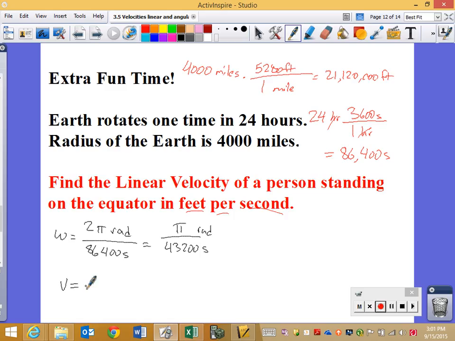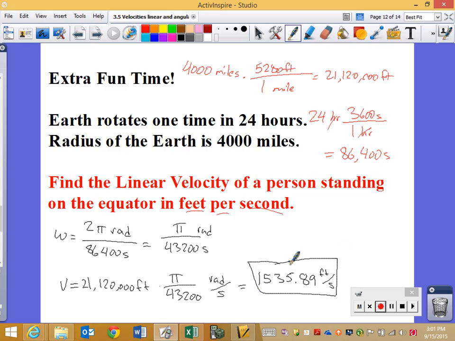I have r. R is 21,120,000 feet, times my omega, which is pi divided by 43,200 radians per second. My radians are unitless. Plugging all this into my calculator, I get that v is 1,535.89 feet per second.